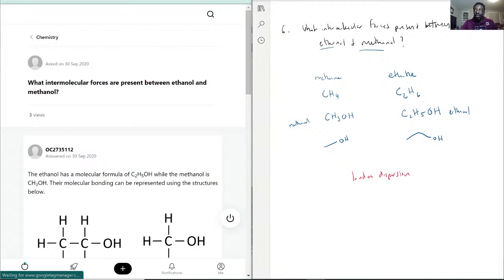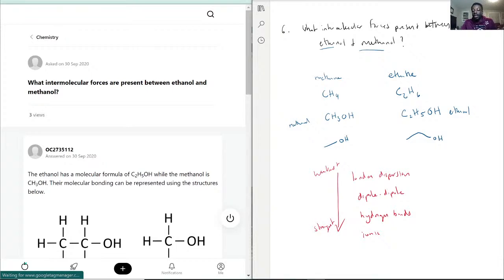We have, if I remember correctly, polar or dipole bonds. We also have hydrogen bonds, and we have ionic bonds as the last one, or ionic forces in a sense. This would be how it goes from weakest to strongest. Okay?